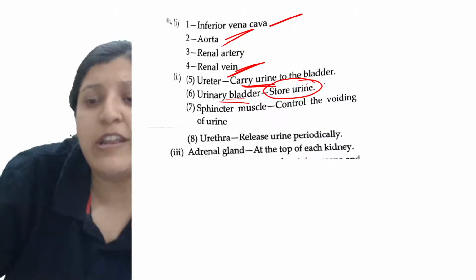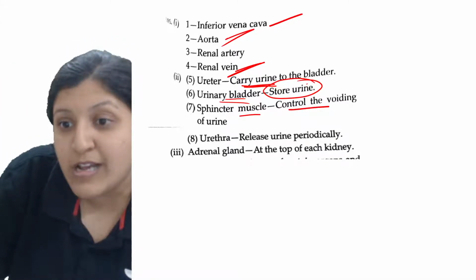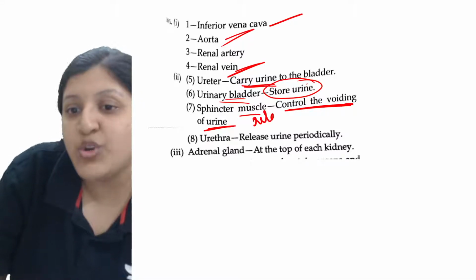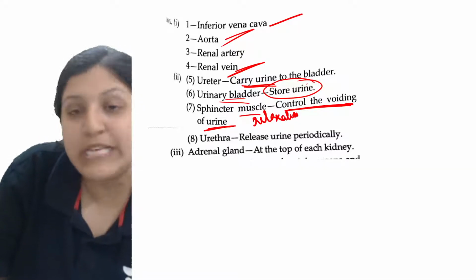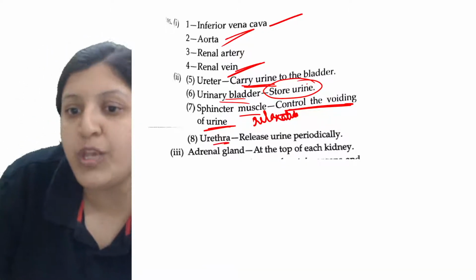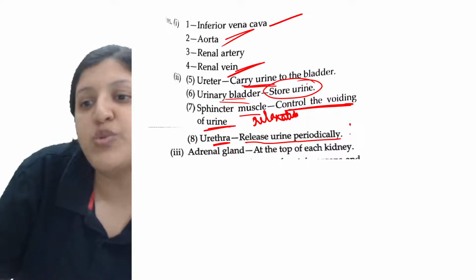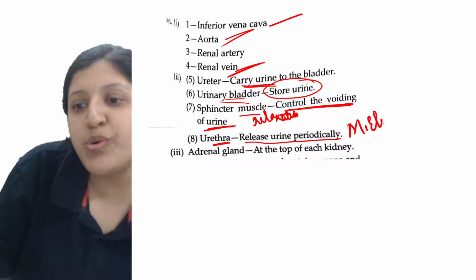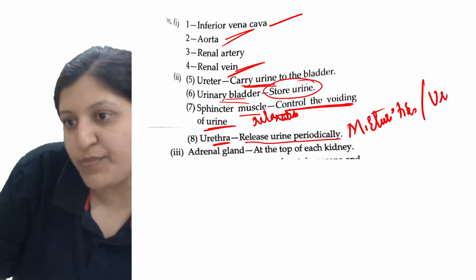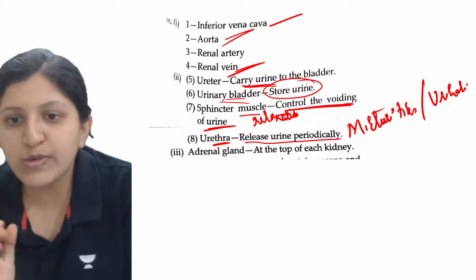So here urinary bladder, storage of urine is done. So sphincter muscle controls the voiding of urine. So once the relaxation of the sphincter muscle is done, this particular opening will open and through the urethra, it will release the urine periodically, which you can write as micturition, okay, or urination as well. So this could be the answer, okay? So you release urine periodically also is the right answer.